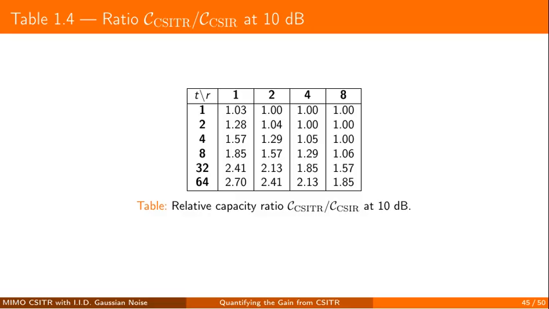Now look at the upper right of the table, where receive antennas exceed transmit antennas. The ratio is essentially 1. In that regime, transmitter channel knowledge brings no benefit at all.